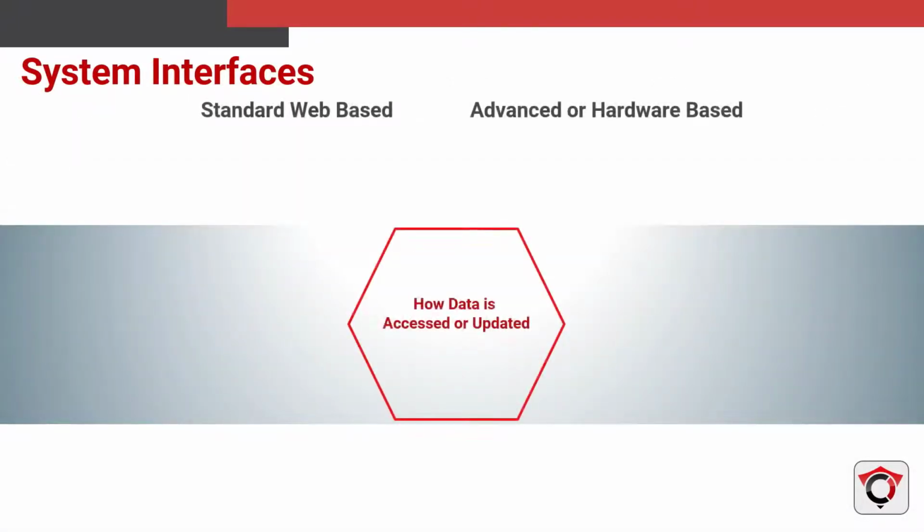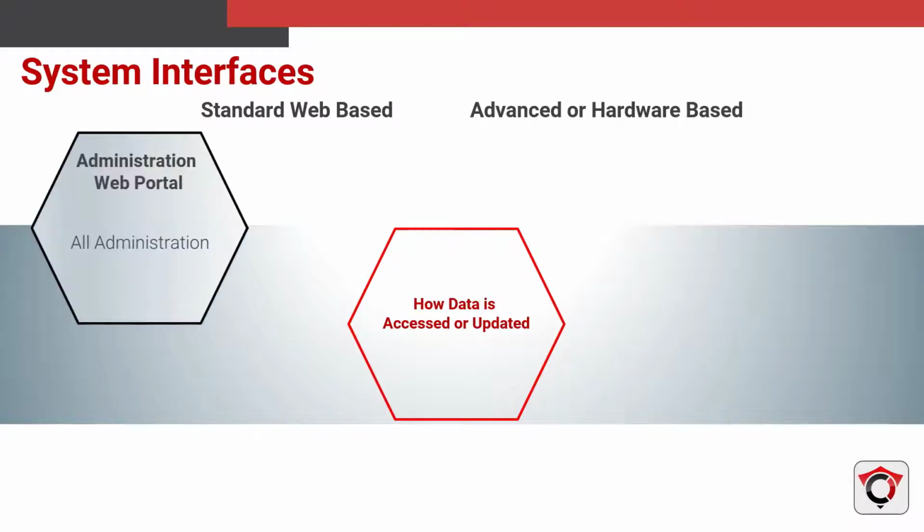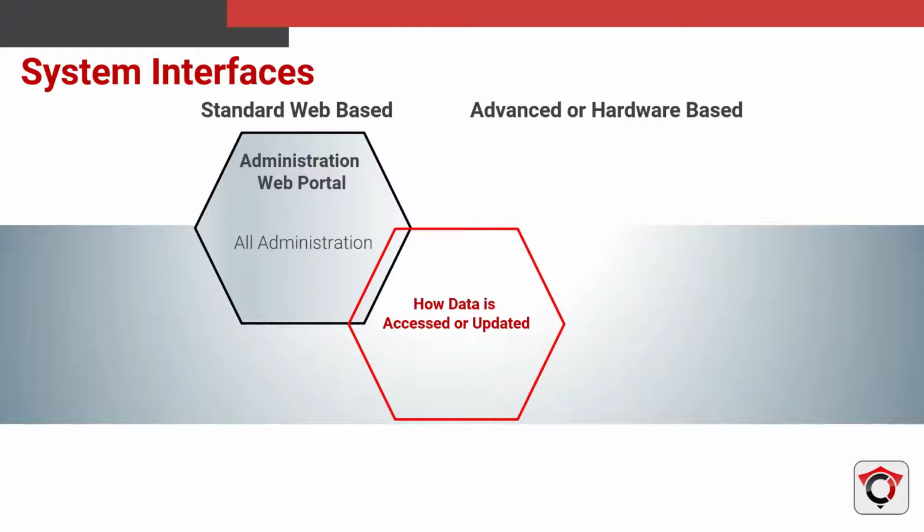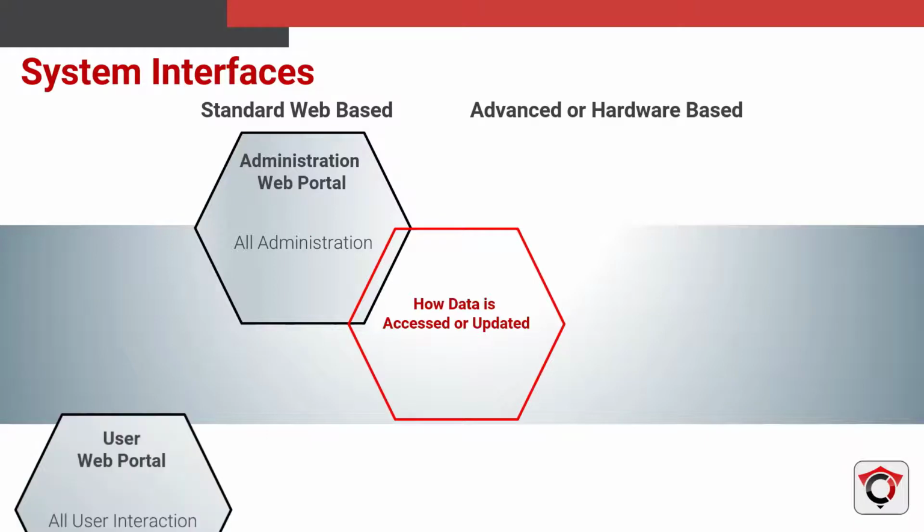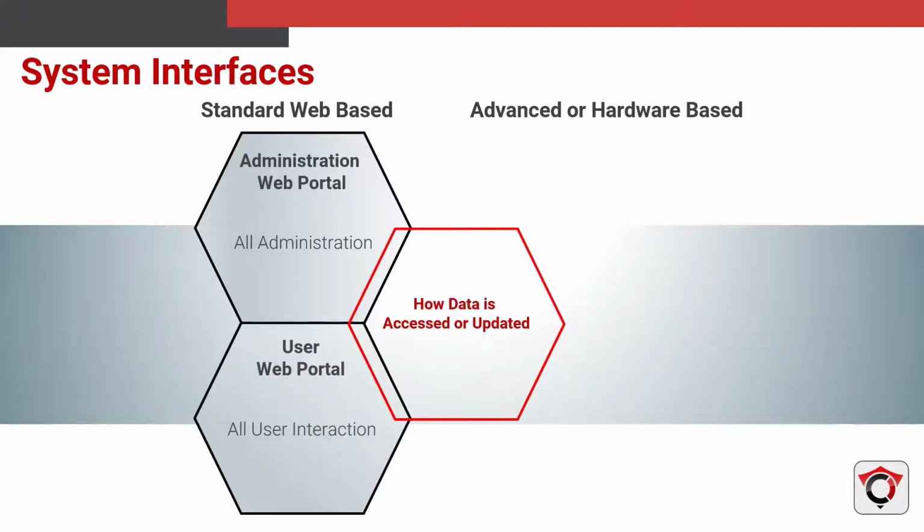There are two main system interfaces that are used to allow different ways in which data gets into and out of our system. Standard web-based, which includes the admin portal, where system admins will do most of their work, and the user web portal, where parkers will be able to interact with OPSCOM from a PC, mobile, or tablet device.